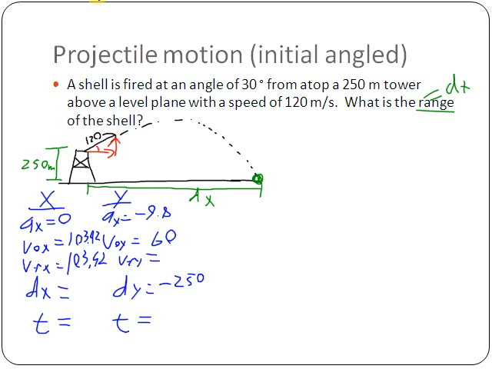Looking at these two, we want to find range, so what we're looking for here is dx. To find dx, we have to know what the time is. We don't know the time, so we'll have to use y to find our time. Looking at y, we know acceleration, we know original velocity, we know distance. That means we're going to want to use our distance formula. So negative 250 is equal to one half a t squared, so negative 9.8 times one half, negative 4.9 t squared, plus the original velocity, which is 60, times t, and now we have to solve this for t.